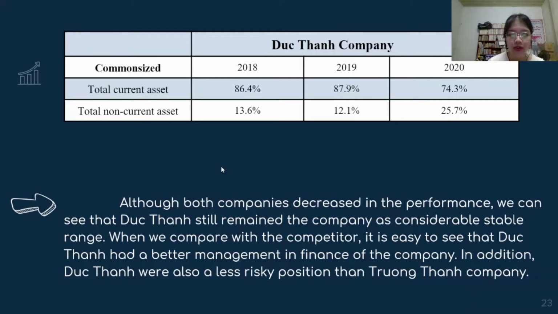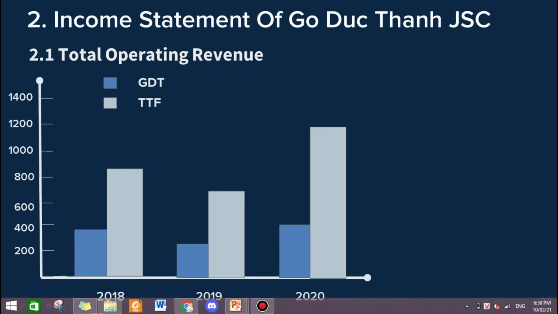When we compare with its competitor, it is easy to see that Đức Thành has better financial management, and in addition, Đức Thành was also in a less risky position than Trường Thành Company. That is the end of my presentation, and next, Mai will present to you the income statement of the company.